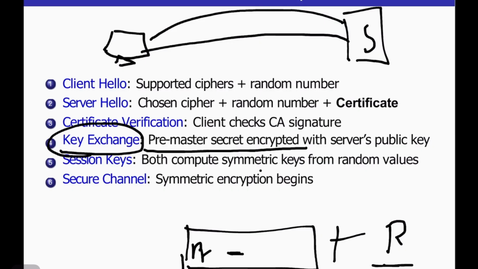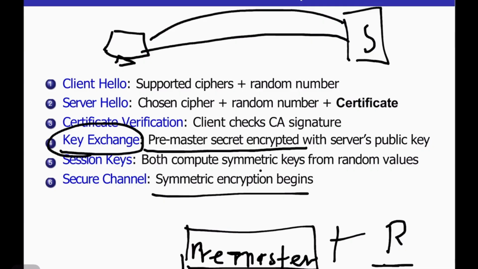So this is the premaster secret key, and we use it to actually do everything. Then we have a secure channel where we can use symmetric encryption to begin our communication, everything that we are doing. So that's how it works for the handshake. This is all about the handshake.